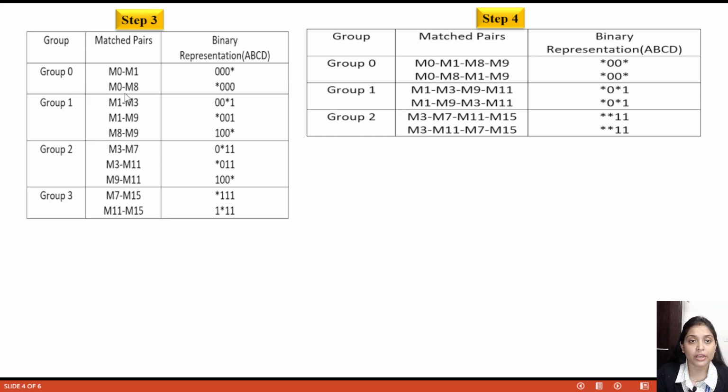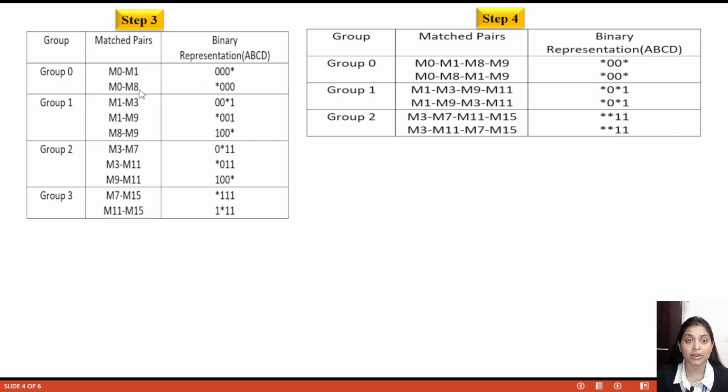Then again we will start comparison M0 M8 to M1 M3. M0 M8 is star 0 0 0 and M1 M3 is 0 0 star 1. You can see in the most significant bit 1 bit change, and the third bit also 1 bit change, so we will not consider this. Then next M0 M8 and M1 M9. Here star 0 0 0 and here star 0 0 1. You can see in the least significant bit there is only one bit change, so we will consider this comparison.